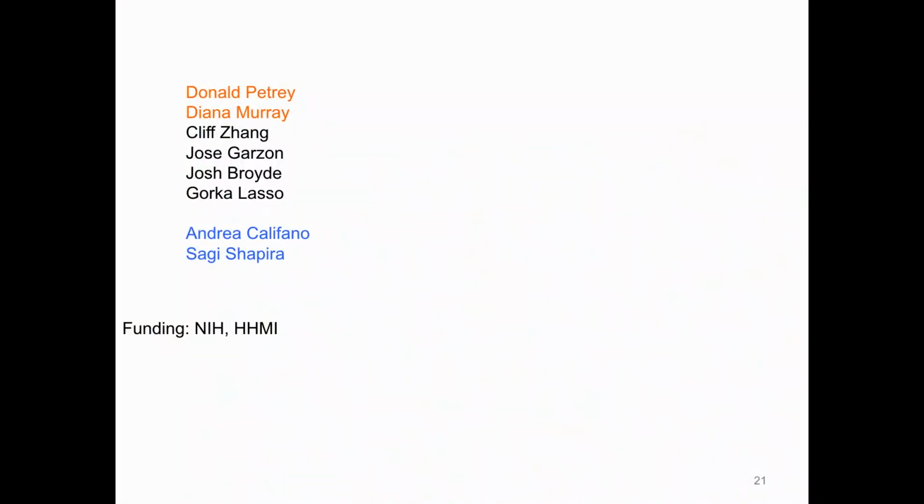I just want to mention the names of the people that did the work. Donald Petrey and Diana Murray are senior scientists in the lab. Cliff Zhang designed the first version of PrEPI, and José Garzón the second. Josh Broida worked on OncoSig. And Gorka Lasso worked with Sagi Shapira at Columbia to actually come up with a PrEPI for virus-host interactions.